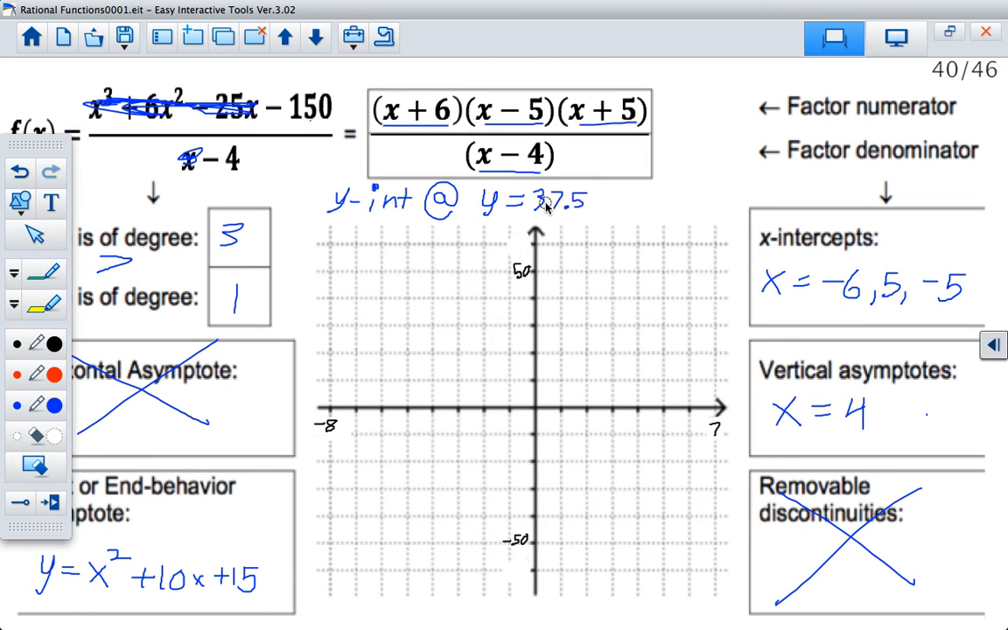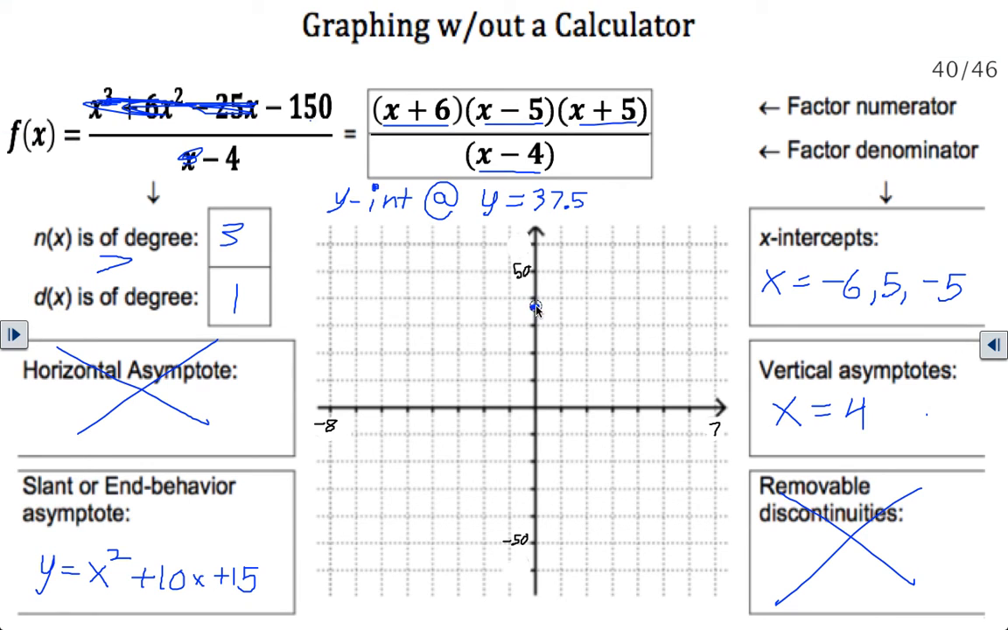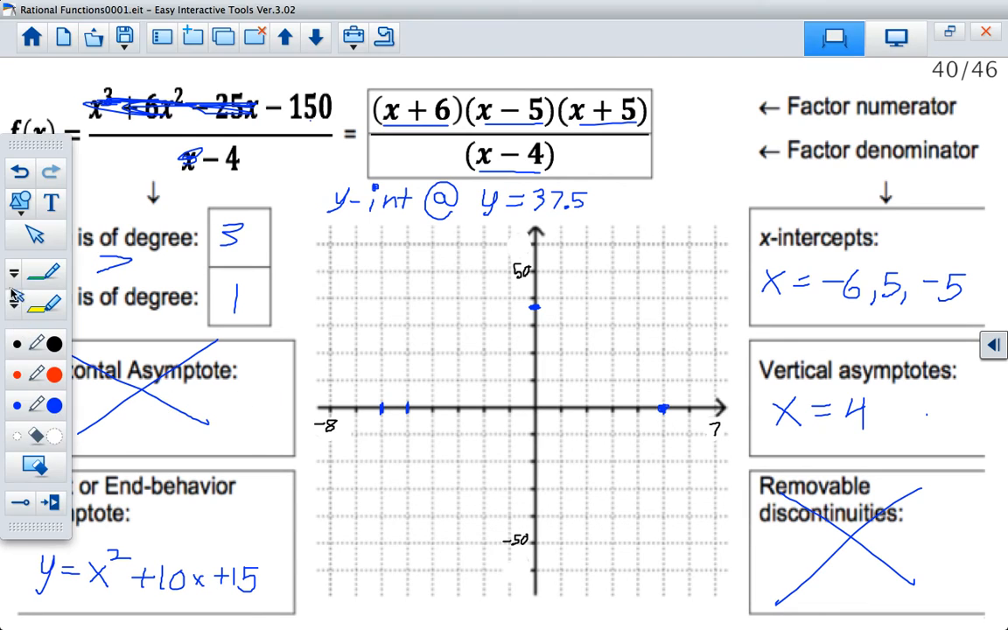My y-intercept is at 37.5, so 10, 20, 30. Excuse me, about right there is my y-intercept. X-intercept's at -6, so right here. At -5, right here, and then +5. 1, 2, 3, 4, 5, right here. Okay. I have a vertical asymptote at 4.